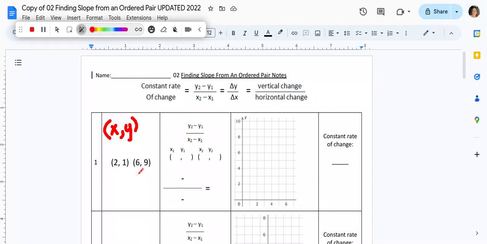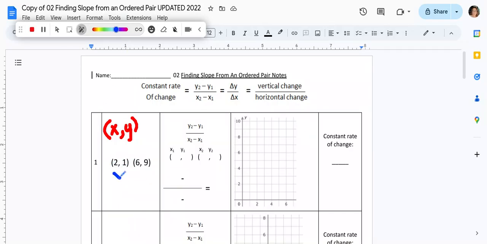Now, yesterday we talked about finding slope from a table. So I want to take what we talked about yesterday and apply that to this, because with these ordered pairs, we can make this into a table. And we kind of talked about that during functions and all of that.